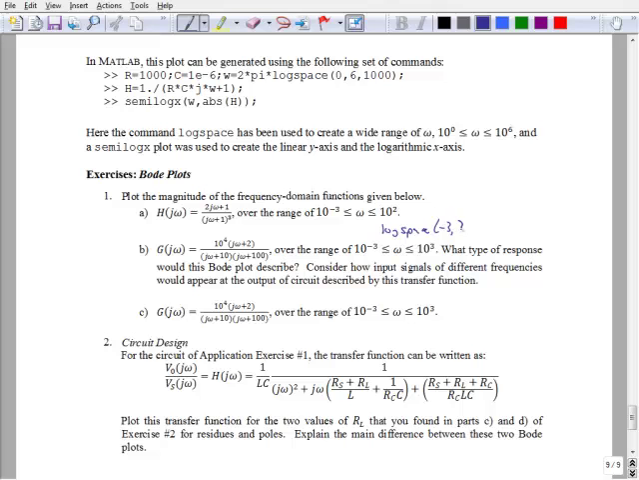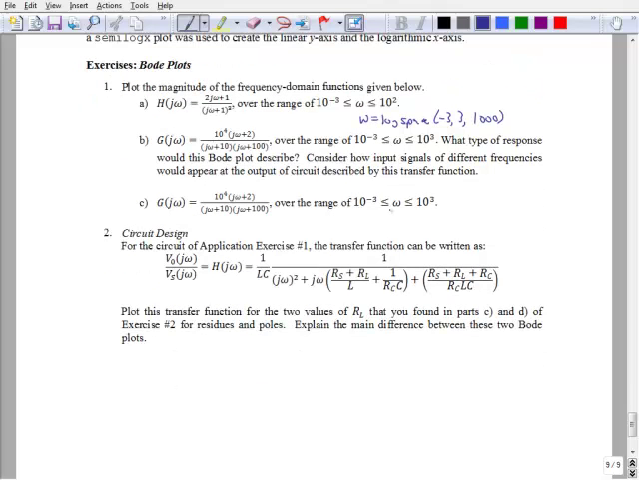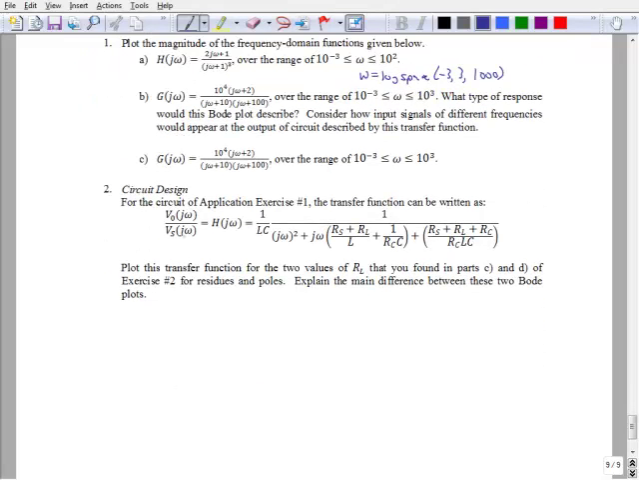And so what we'd like to do is plot this for the two values of RL that we found in parts C and D. So this is going back to the idea of what value of RL produces this result. This is the first one. The second one is 1,000 ohms. If we take those and plot this transfer function for those two values, using all the other R, S, L, and C values that we've been given, then we can take a look at the transfer function and see how this changes.